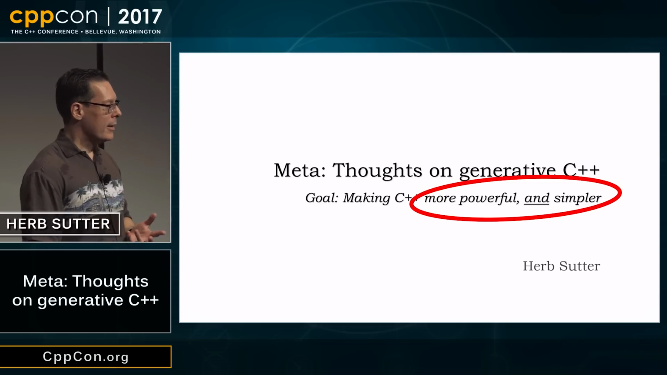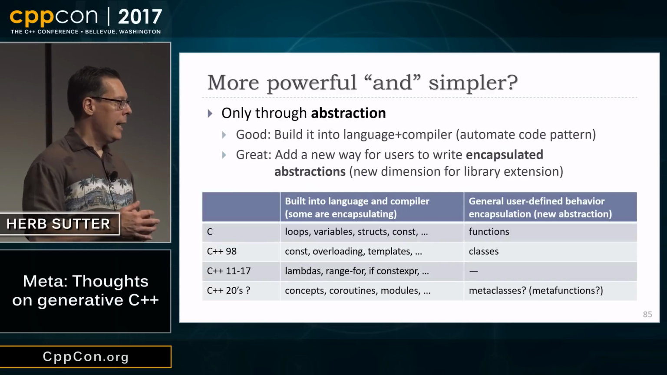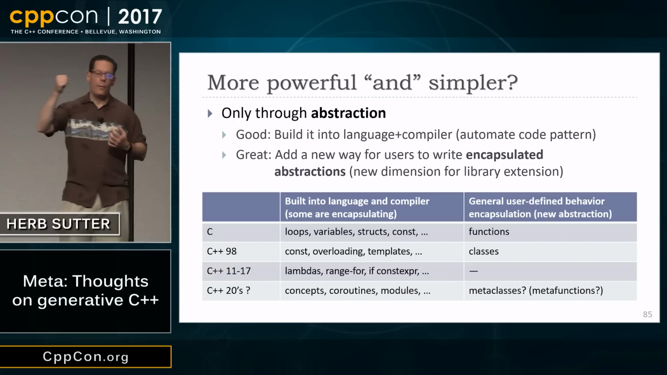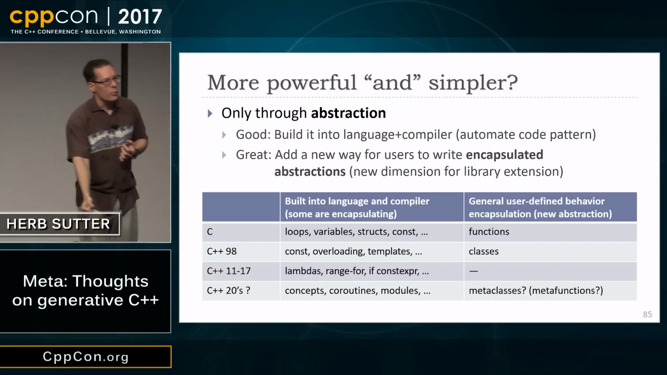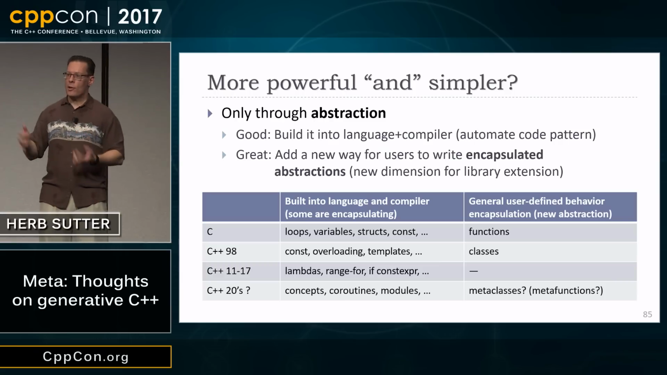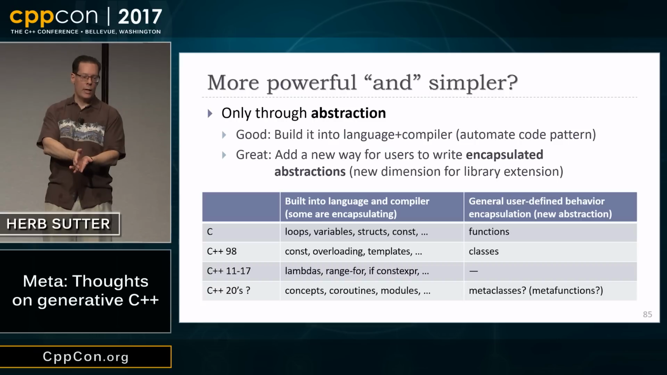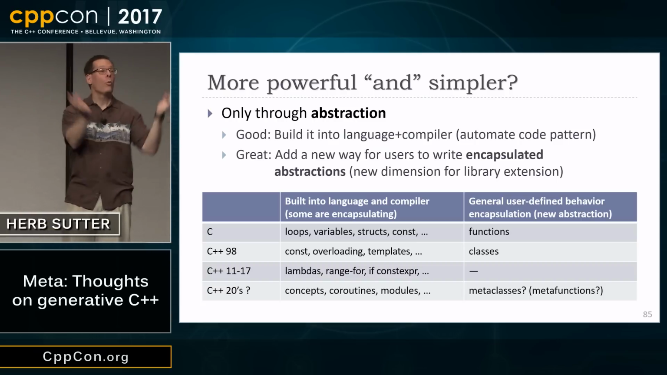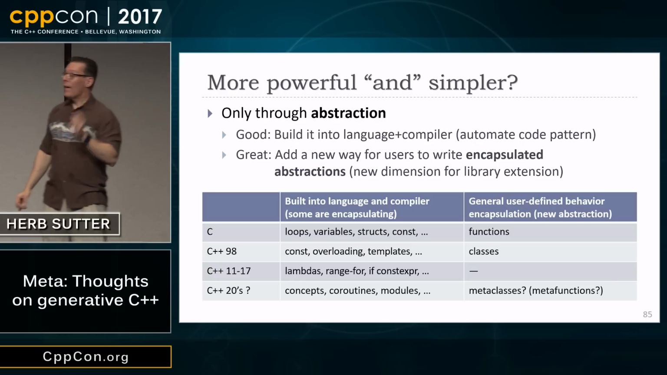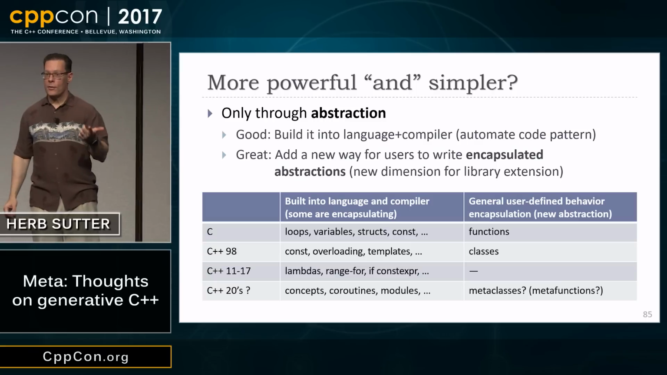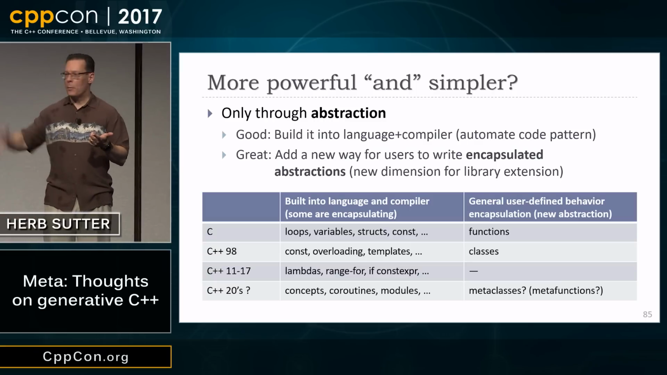A last thought on making C++ powerful and simpler. The way you make something bigger but more simple to use is to add abstraction. And there's two kinds of abstraction. One's built into the language, and user-defined ones where the users can make their own word of power. We only have two of those in C++ today, the function and the class. Now, some of you might say, well, that's not right. We have so many features.